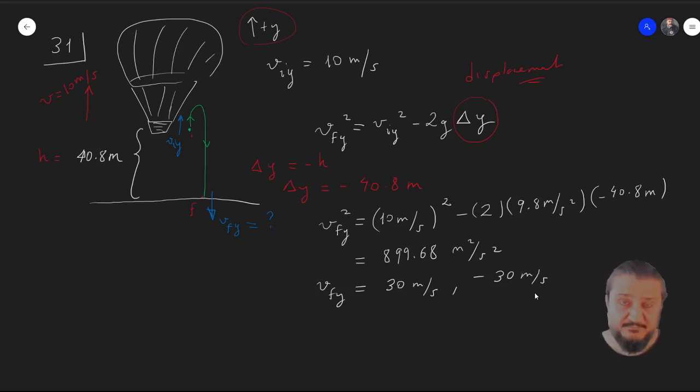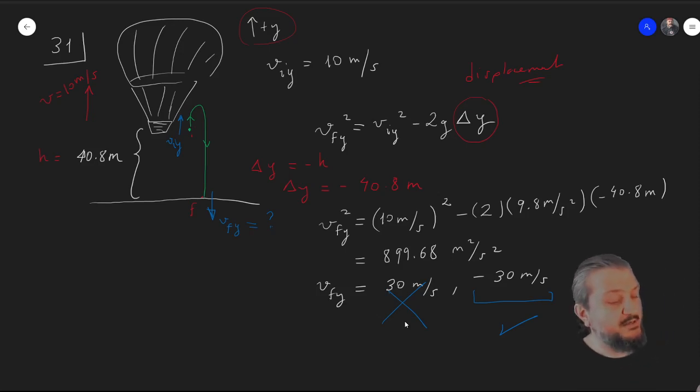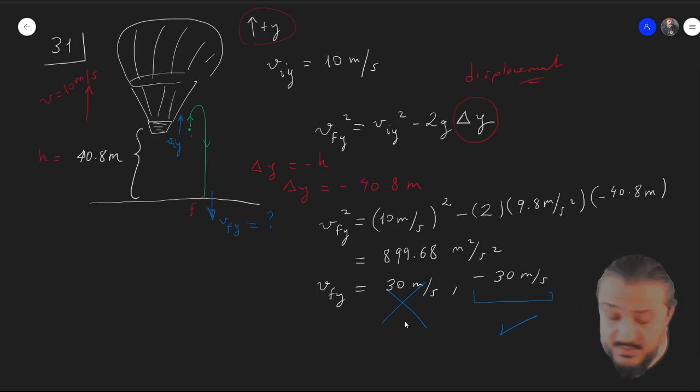Which one? Well, we know it's going downward, right? It's pointing downward, therefore it has to be the negative one, not the positive one, because positive would mean up. We don't want that. All right, so that's your answer, 29.99466, which I rounded to 30. So this was question number 31.